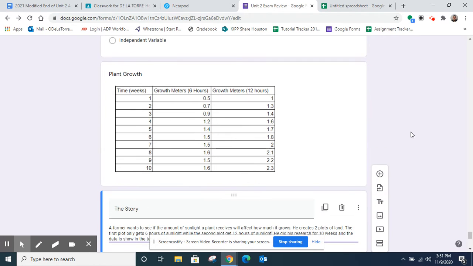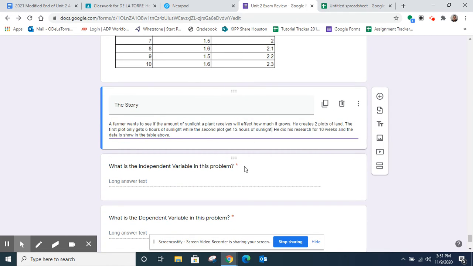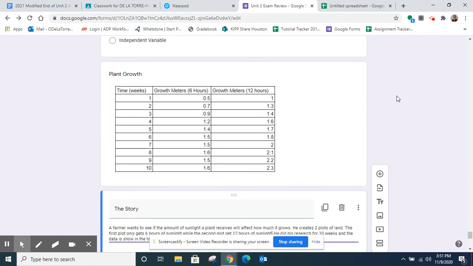So we have the time, we have the growth on how much they grew per meter, and this was the group that got 6 hours of sunlight, and this is the group that got 12 hours of sunlight. So what is the independent variable in this problem? Okay, so let's actually look at it like this.